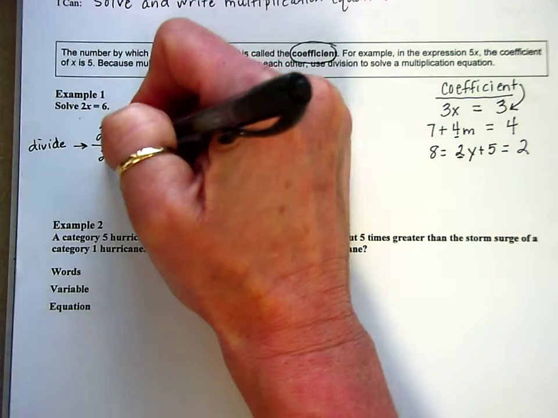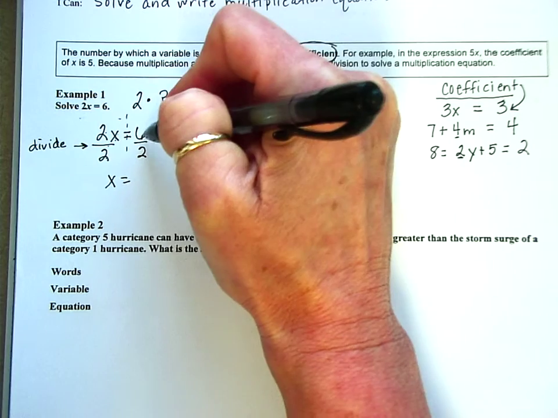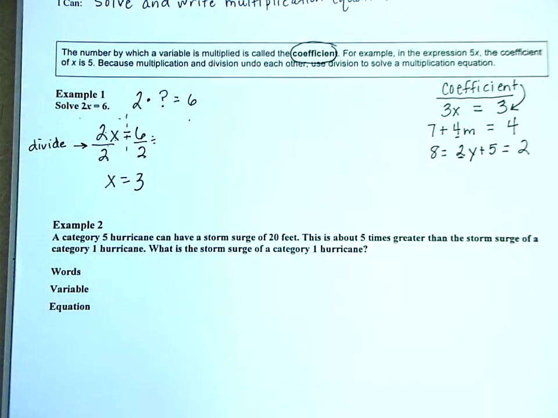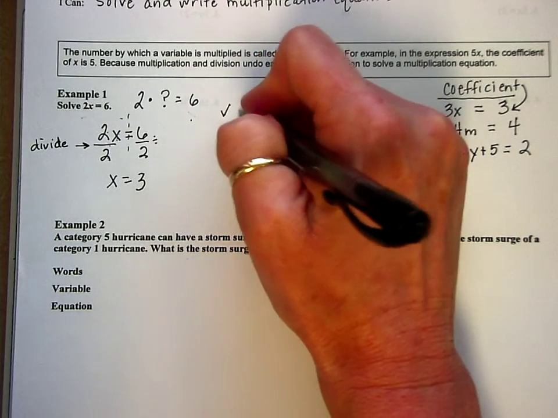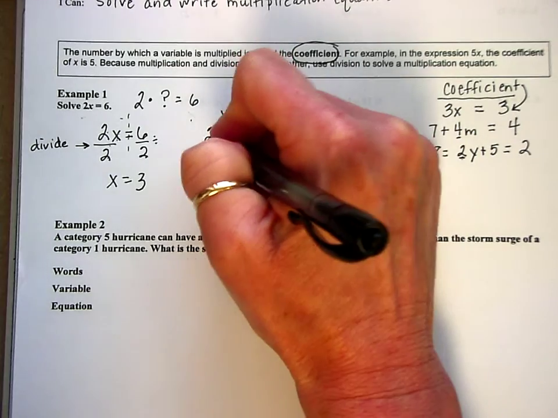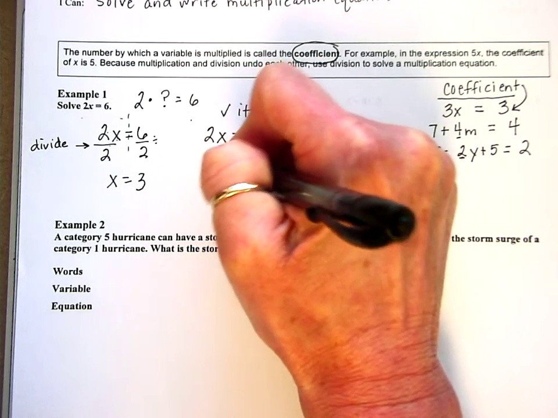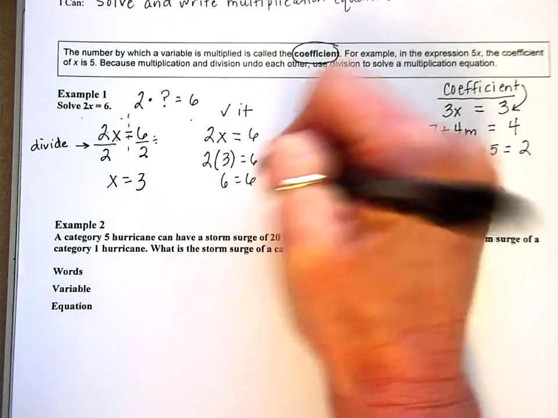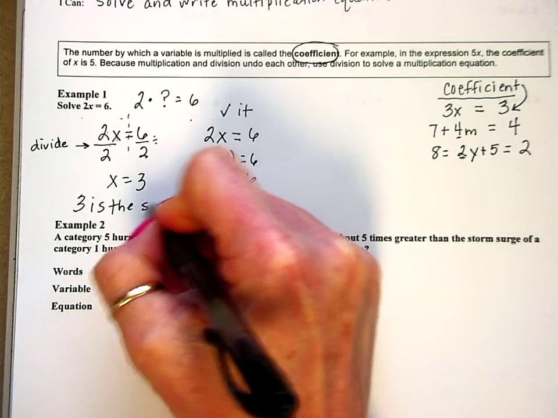Now 2 divided by 2 is 1, so we don't need to write that, we can just write x. 6 divided by 2 is 3. We already knew the answer was 3, but let's substitute it back into the original equation when we check it. So let's check it. We rewrite the original equation, we replace the x with the 3, and 2 times 3 is definitely 6, so this is the solution. 3 is the solution.